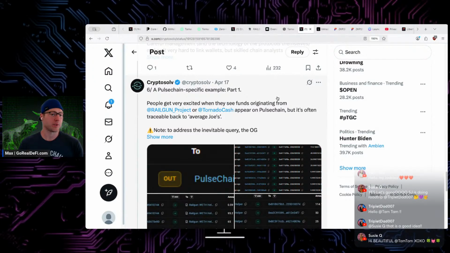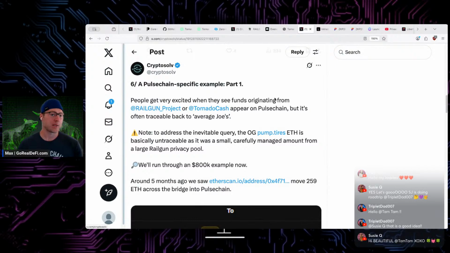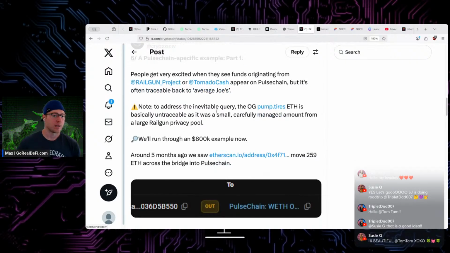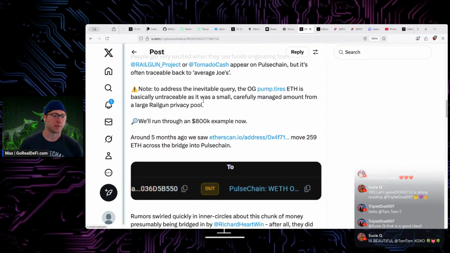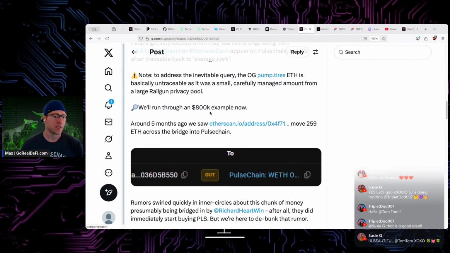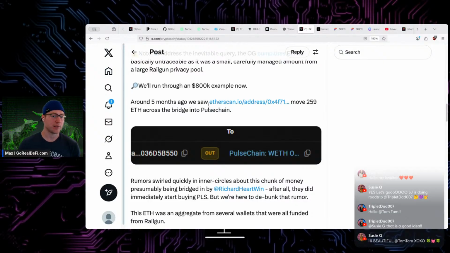I do want to talk about the PulseChain specific example. People get excited when they see funds originating from Railgun or Tornado Cash appear on PulseChain, but it's often traceable back to average Joes. So it goes through to address the availability query. The OG pump.tires ETH is basically untraceable, as it was a small, carefully managed amount from a large Railgun privacy protocol. Go through the 800K example now.